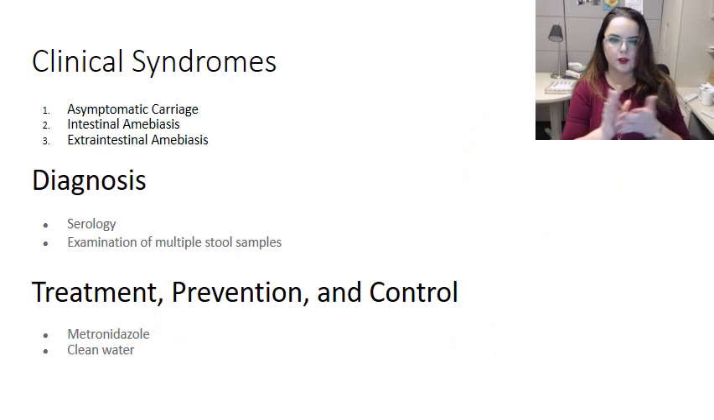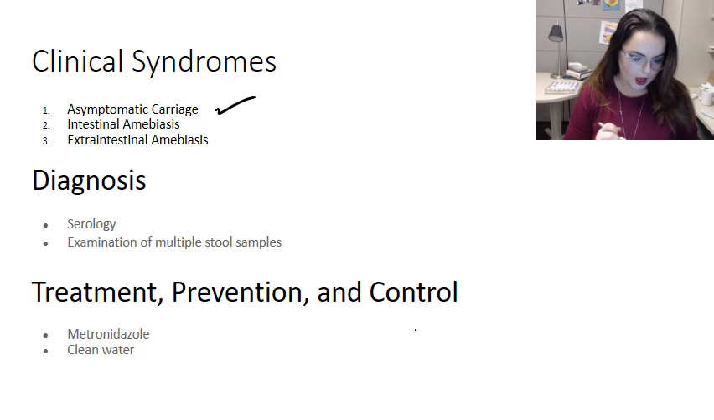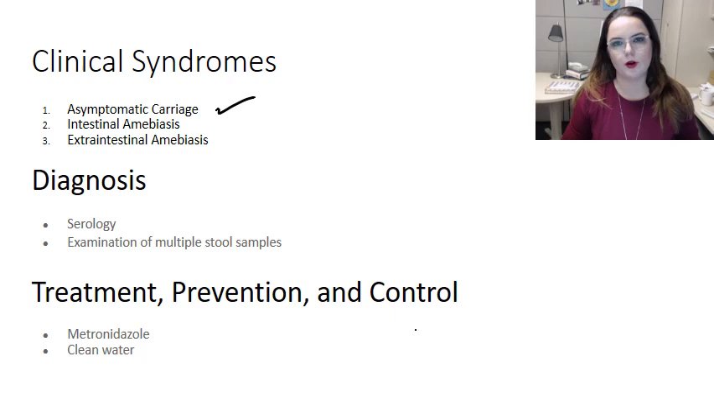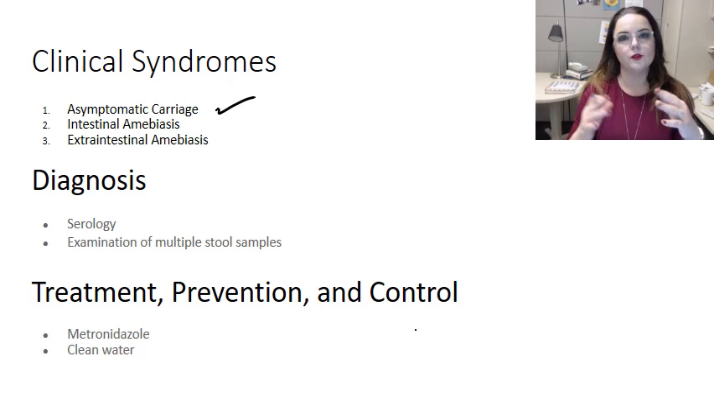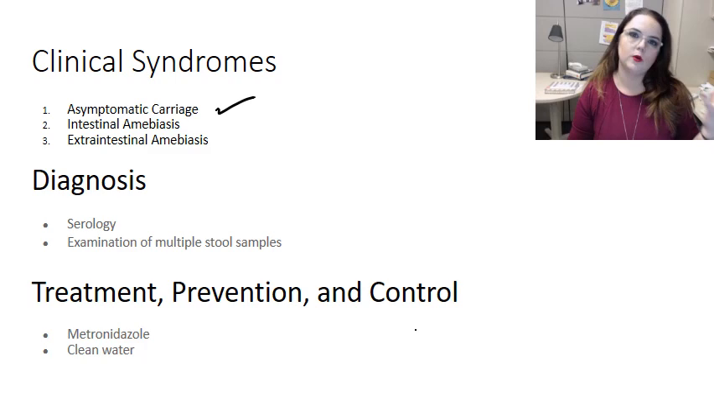Okay, so what kind of diseases are we talking about? Well, first off, sometimes no disease. Asymptomatic carriage is actually fairly common, but that is an important part of the life cycle, right? Because in asymptomatic carriage, we can still have shedding of those mature cysts, and then other people are infected by the mature cysts, and they may or may not become an asymptomatic carrier, or they could become somebody who actually experiences disease.